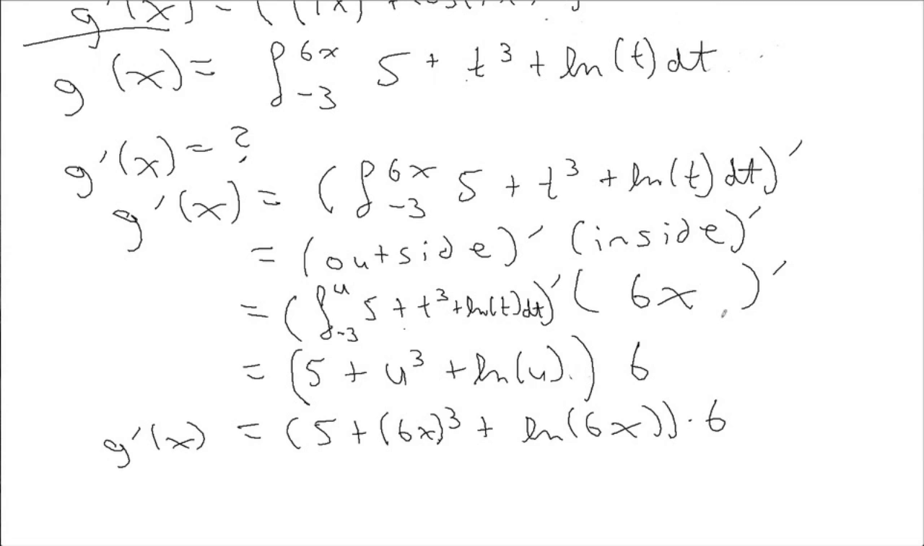Notice, what was the outside function here? The outside function is the definite integral of 5 plus t cubed plus natural log of t with respect to t between -3 and 6x. Good. Sorry, between -3 and u. Yeah, that's right. So what was the mistake that we made before? The mistake was leaving out the integral sign. We can't leave that out.